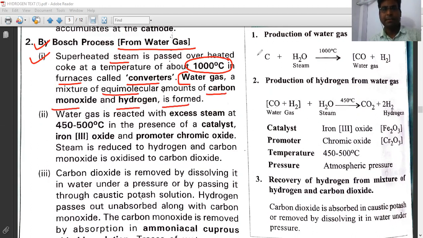So you can see here carbon is heated with steam at a temperature of 1000 degrees Celsius. We are getting CO plus H2, that is called water gas. The combination of carbon monoxide and hydrogen gas is called water gas, right?